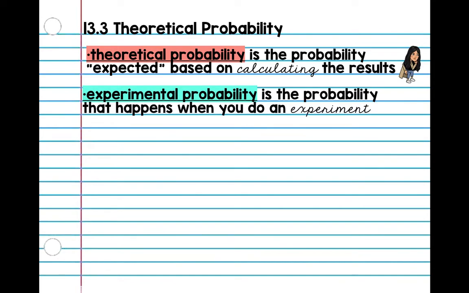Then tomorrow we're going to be doing experimental probability, meaning it's just the probability that happens when we do an experiment. What does happen. Today we're only focusing on theoretical probability, what you did yesterday and the day before that.